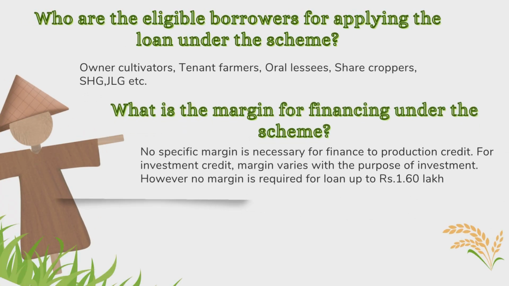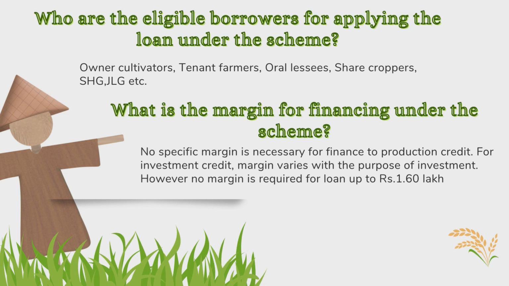Who are the eligible borrowers for applying for the loan under the scheme? Owner cultivators, tenant farmers, oral lessees, sharecroppers, SHGs, JLGs, etc. What is the margin for financing under the scheme? No specific margin is necessary for production credit finance. For investment credit, margin varies with the purpose of investment. However, no margin is required for loans up to 1.60 lakh rupees.